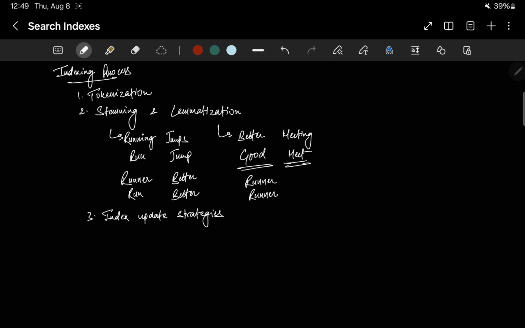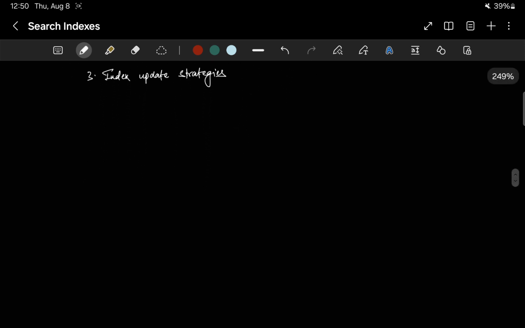Index update strategies. Here comes first batch updates, periodic updates in bulk, okay, which are suitable for scenarios with less frequent changes. Then incremental updates, real-time integration of small changes which ensures continuous relevance. And real-time indexing, immediate incorporation of changes as they occur, maintaining up to the moment accuracy. Okay. Next, let's see query execution and optimization.